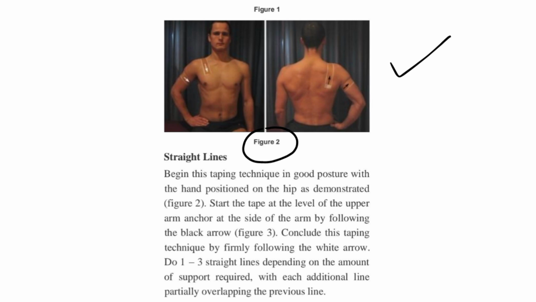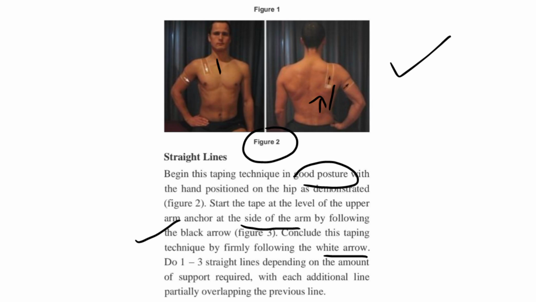Next we have straight lines. Begin this taping technique in good posture with the hand placed on the hip. Start the tape at the level of the upper arm, secure it at the side of the arm by following the black arrows. You can see here the black arrows that are directed upward. Conclude this taping technique by firmly following the white arrows. We can start from here and we can end it at the white arrows.